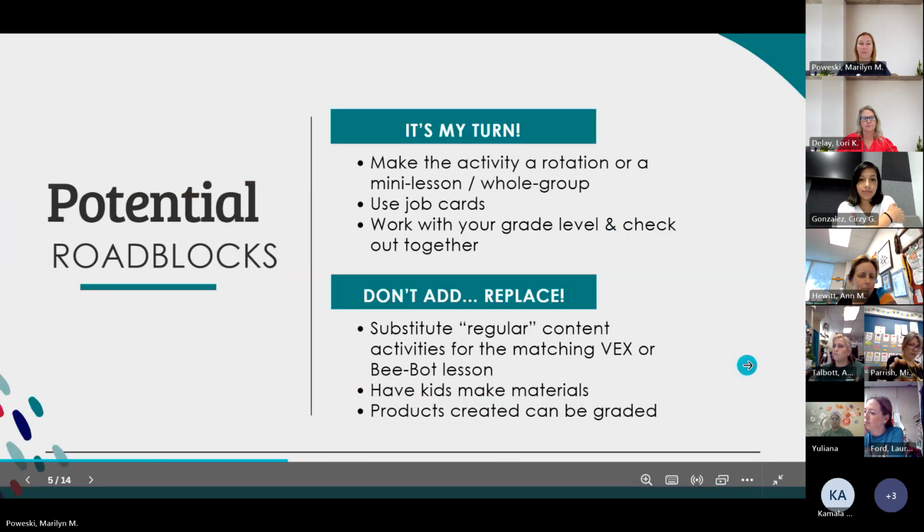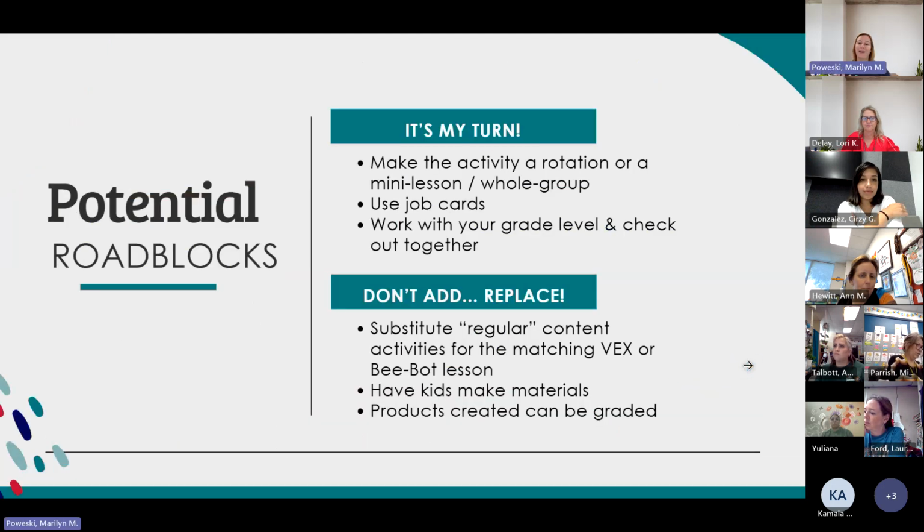All right, potential roadblocks. As the freshest DLS in the group, I was in a classroom literally last year, and so I know there are plenty of roadblocks that make us feel uncomfortable or nervous or shy about getting started with robotics or things that are outside of our day-to-day bread and butter curriculum.